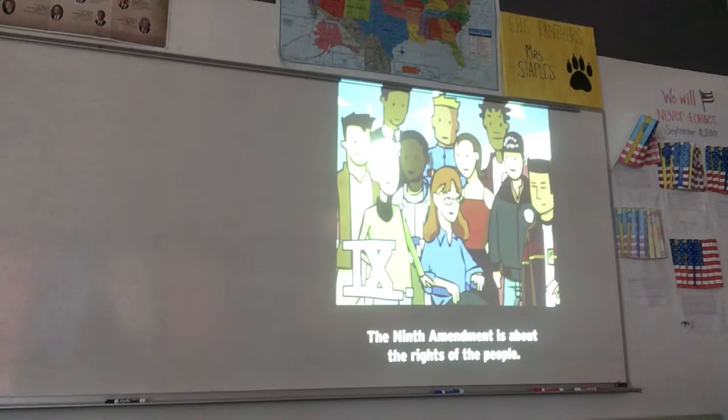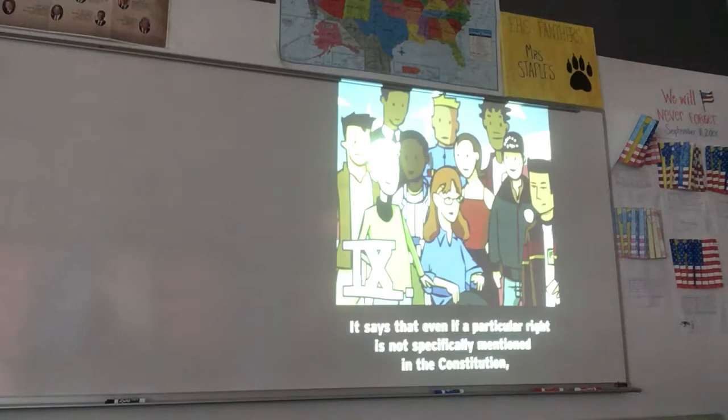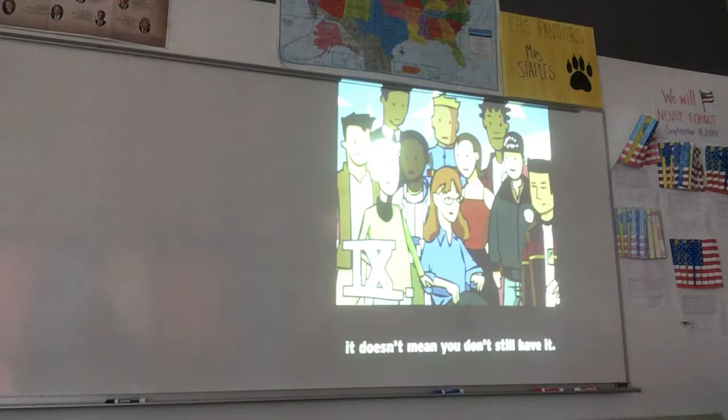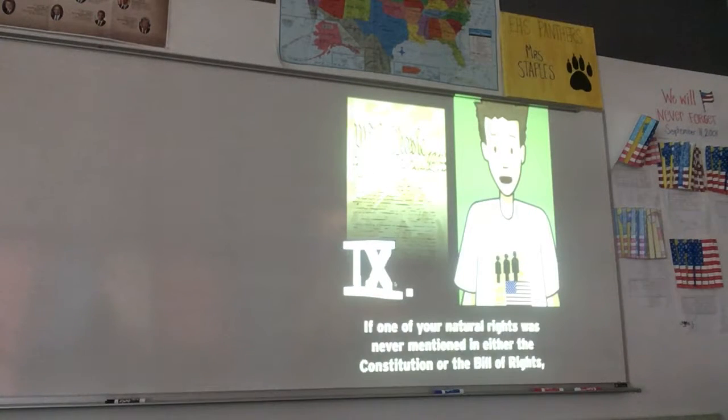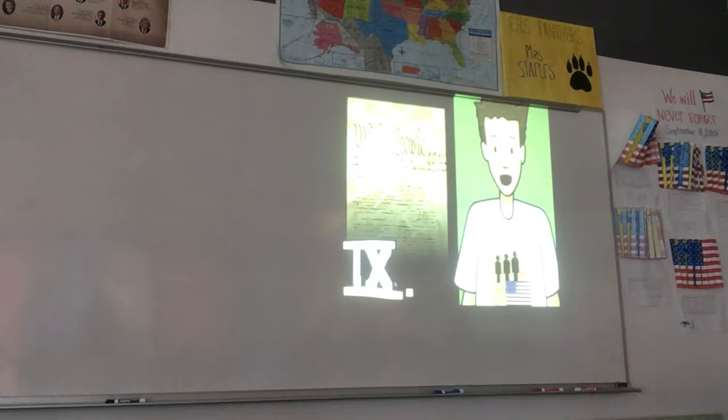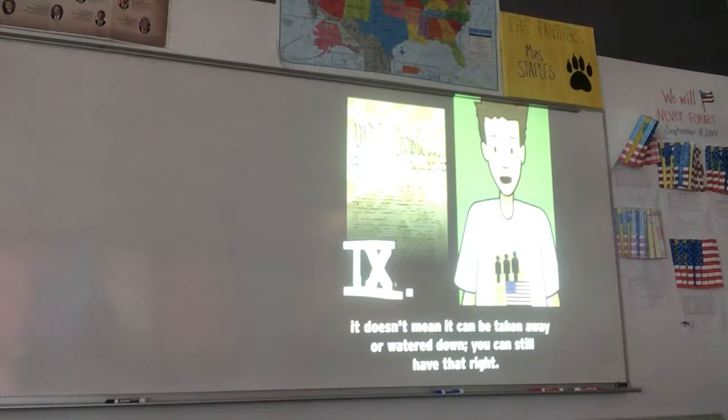The Ninth Amendment is about the rights of the people. It says that even if a particular right is not specifically mentioned in the Constitution, that doesn't mean you don't still have it. Yeah, that way every single thing doesn't have to be spelled out. If one of your natural rights was never mentioned in either the Constitution or the Bill of Rights, it doesn't mean it can be taken away or watered down. You can still have that right.